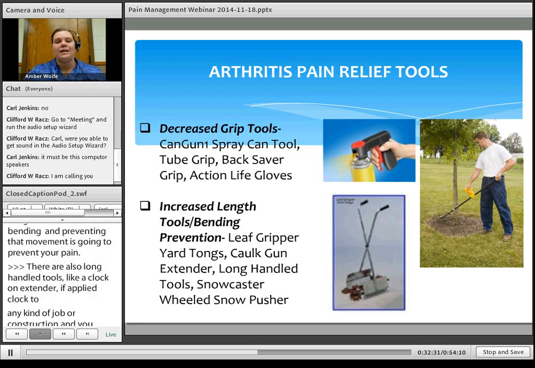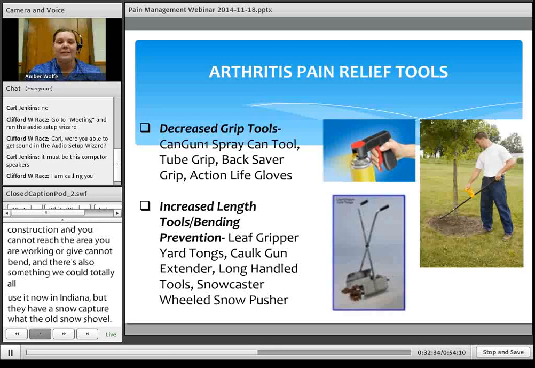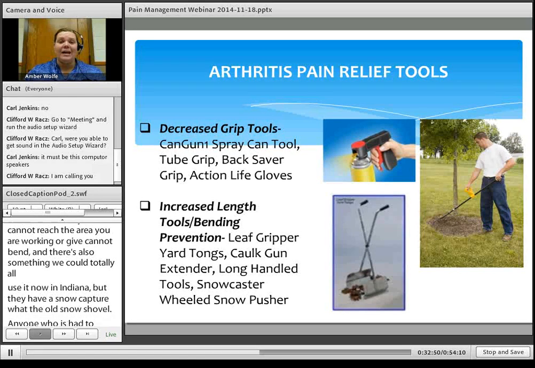Anyone who's had to shovel snow knows the extreme amount of pain that can come from that on your lower back and your hips. And by using a snow pusher that's on wheels, it's allowing you to use your entire body weight in your upper body rather than your hips and your shoulders to push those shovels. That's something that we could all take a look into. Again, even if you don't have pain, it could help prevent it.